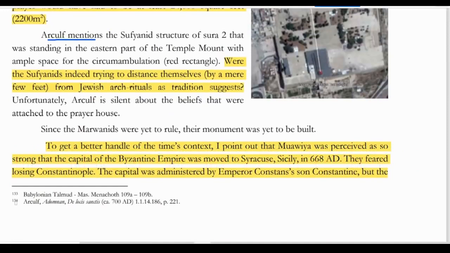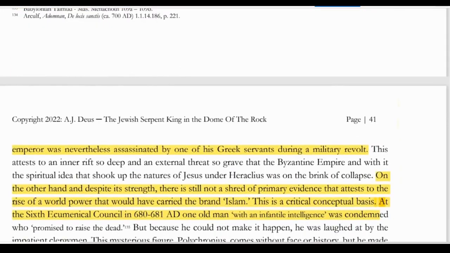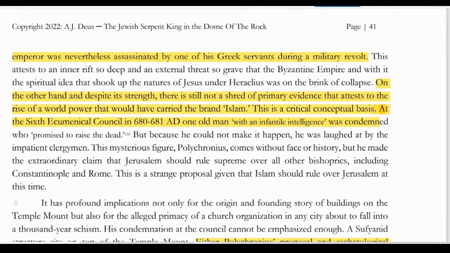To get a better handle of the time's context, I point out that Muawiyah was perceived as so strong that the capital of the Byzantine Empire was moved to Syracuse, Sicily in 668 AD. They feared losing Constantinople. The capital was administered by Emperor Constans's son Constantine, but the emperor was nevertheless assassinated by one of his Greek servants during a military revolt. It goes on to say, on the other hand, in spite of its strength, there is still not a shred of primary evidence that attests to the rise of a world power that would have carried the brand Islam. This is a critical conceptual basis.